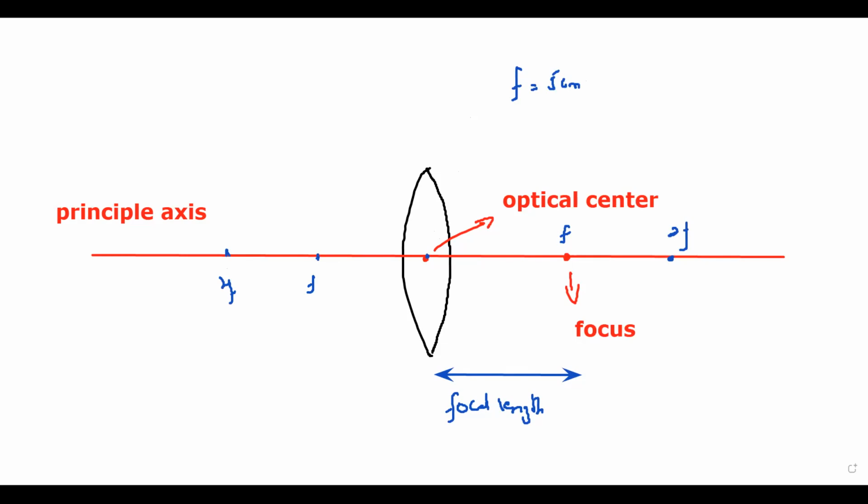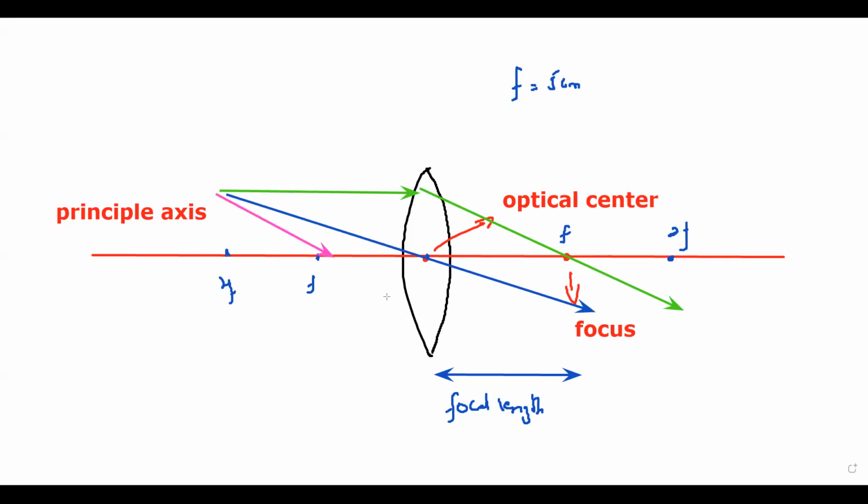So there are three ways the light can pass through this convex lens. Number one, if it is parallel to the principal axis, it will pass through the focus. So a parallel light ray to the principal axis will pass through the focus. The second one, a ray of light passing through the center of the lens will pass straight. And the third one, if the ray of light is passing through the focus, it will go parallel. So these are the three ways the light can pass through.